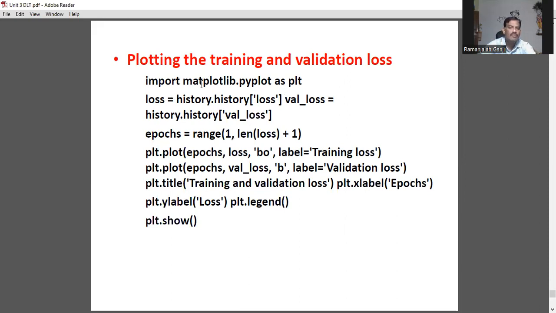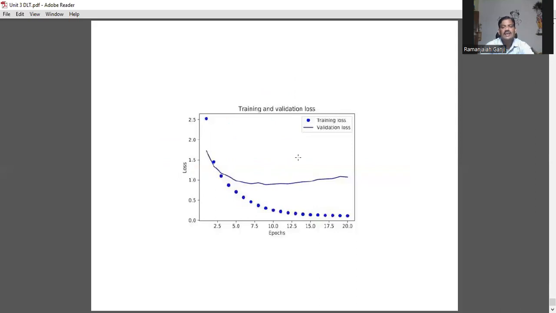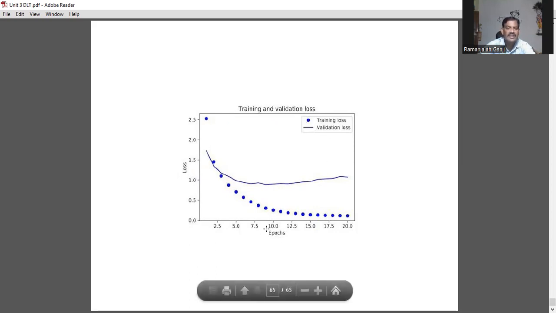Plotting the training and validation loss: import matplotlib.pyplot as plt, loss is equal to the history values, and range. See training and validation: the dots represent training and the line represents validation. These are the epochs, meaning iterations, and this is the loss.